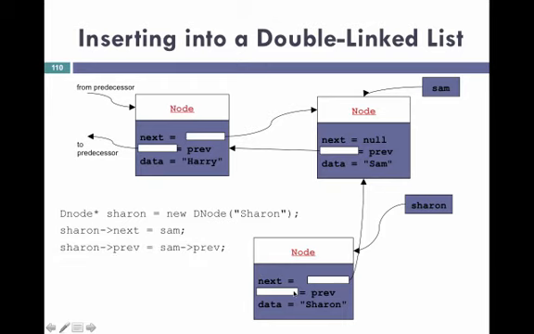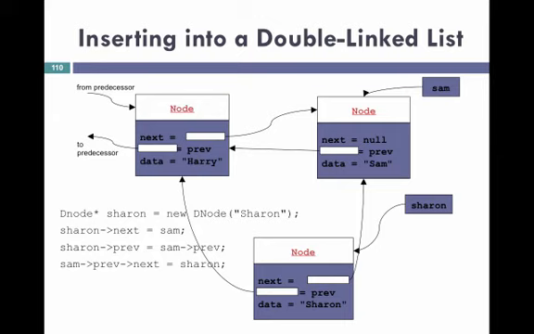Then Sharon arrow previous, which is this value, is set equal to Sam arrow previous. Sam previous is this data field here. It currently points to Harry, so this pointer will be copied and assigned to Sharon previous. So now Sharon points to Sam and Harry. She's logically inserted in between those two fields.